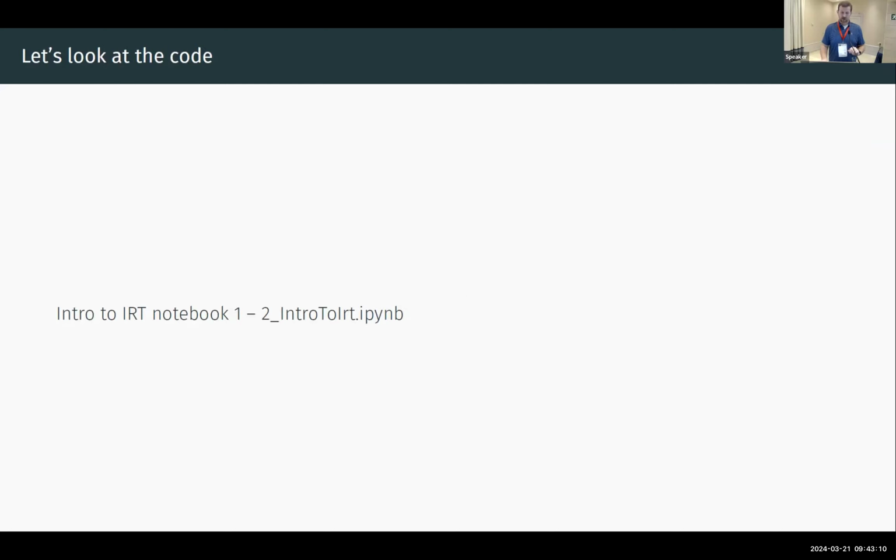Okay, so if there are any questions, we're going to jump to one of the Jupyter notebooks. Pedro's going to walk us through how you can define some of what we've just seen in the slides in Python to actually fit an IRT model and look at some of the parameters that come out.